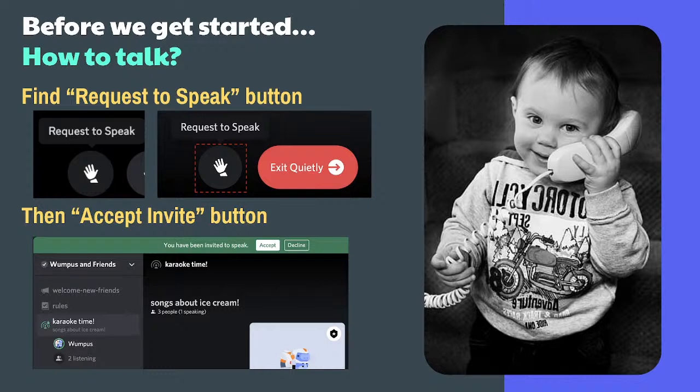I was just going to mention, Pollock, if you're on a tablet, you might have to turn it sideways to be able to accept the invite to speak. Thanks, Nacho. Just a weird quirk of the formatting of the interface on different devices.